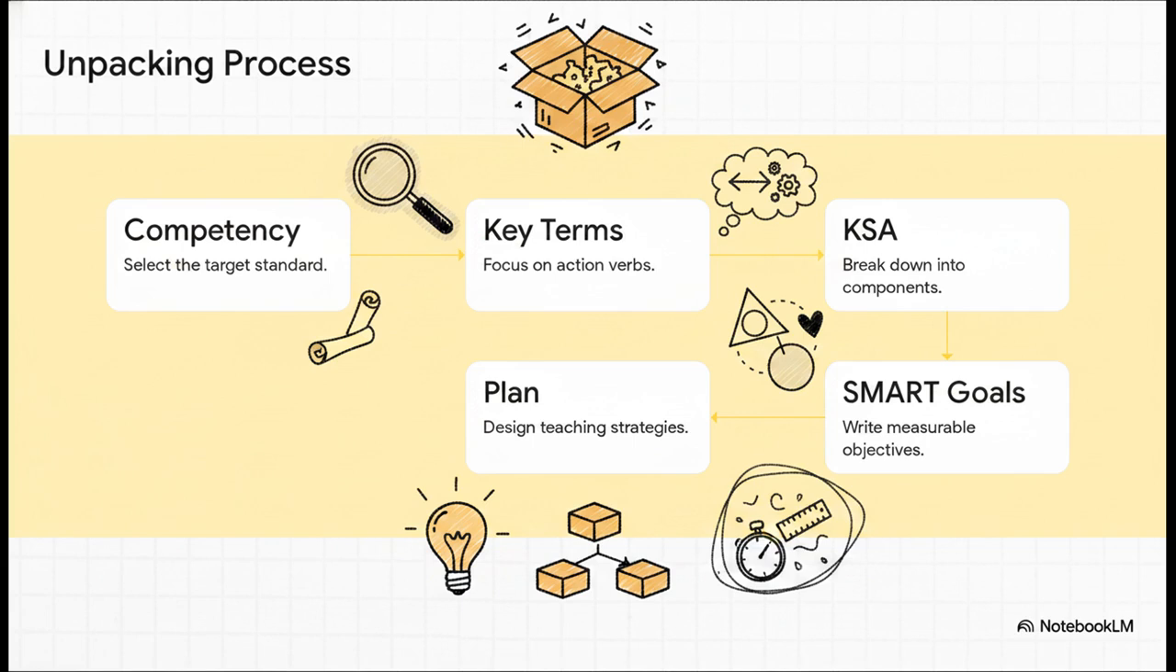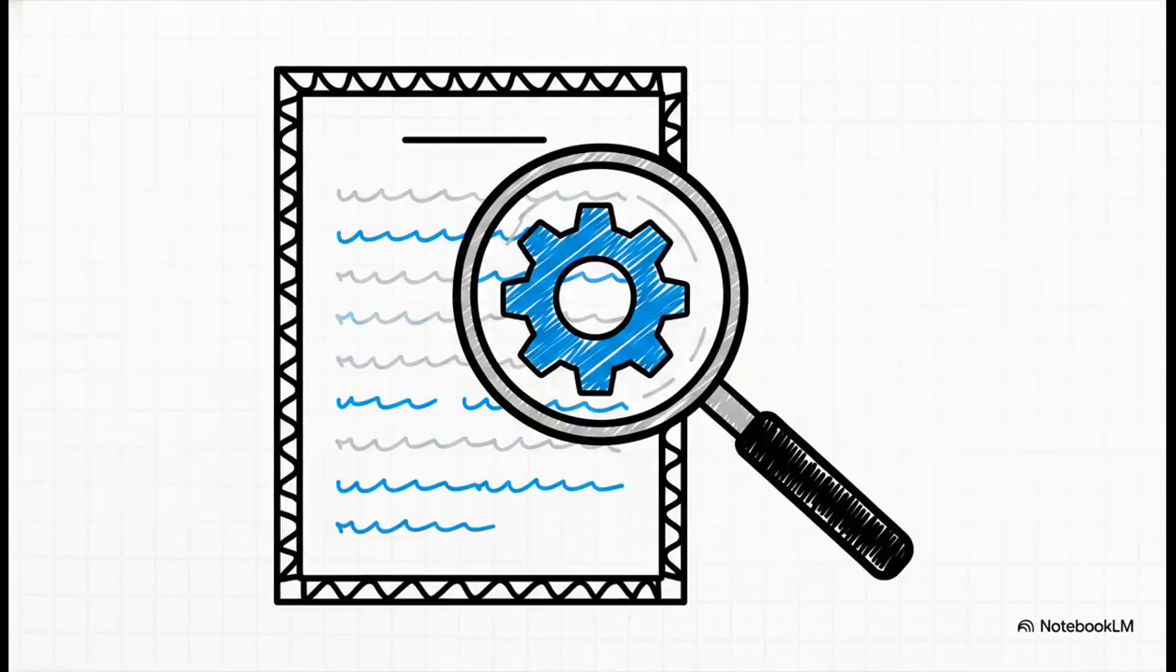Step 1, select the competency. Step 2, identify the key terms and verbs. Step 3, break it down into knowledge, skills, and attitudes. Step 4, write your SMART objectives. And finally, Step 5, plan your teaching strategies. Let's walk through exactly how this workflow operates so you can easily replicate it for any standard in your guide. Let's see how this builds in action, starting with Steps 1 and 2.